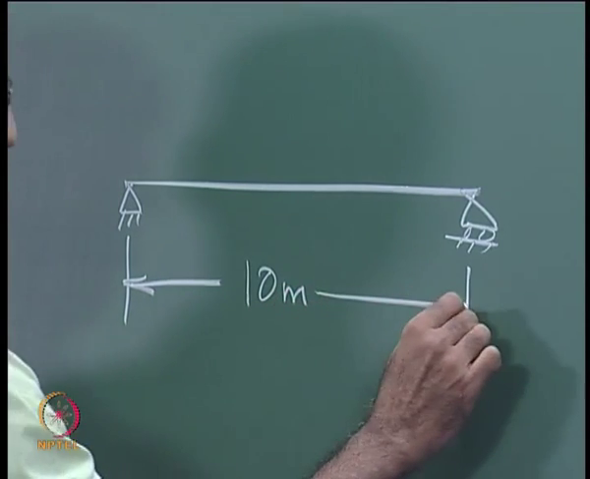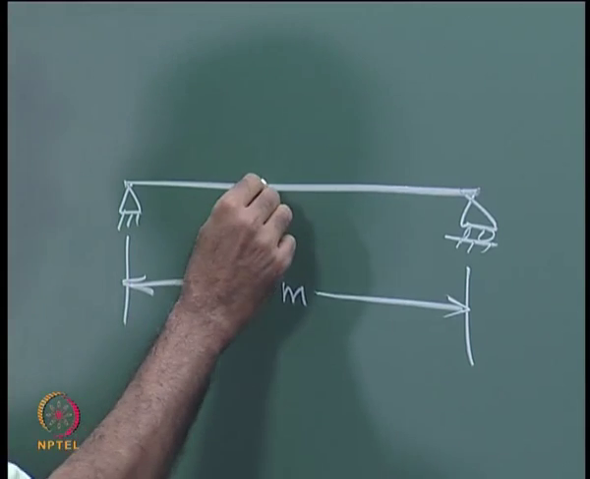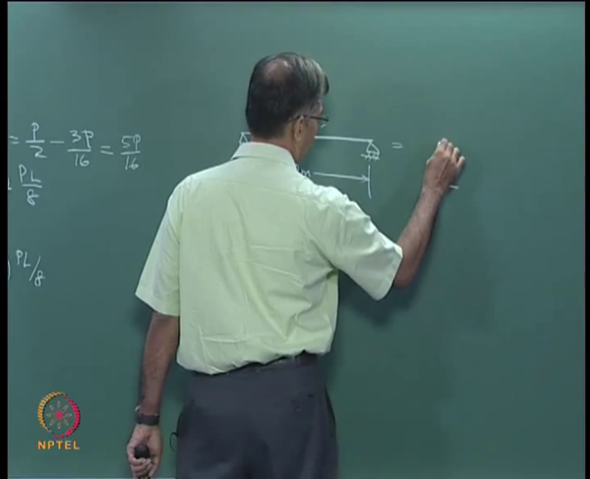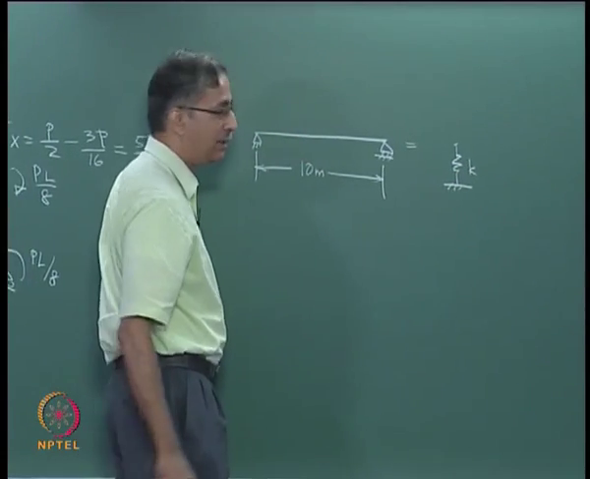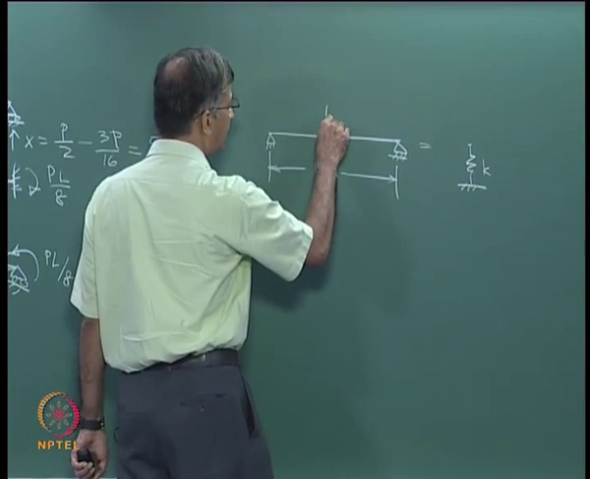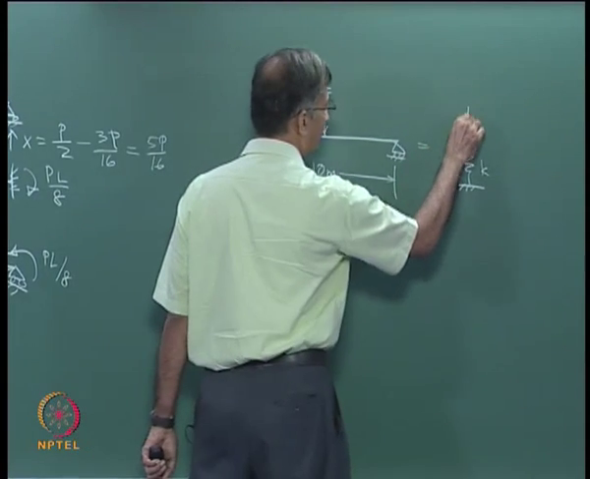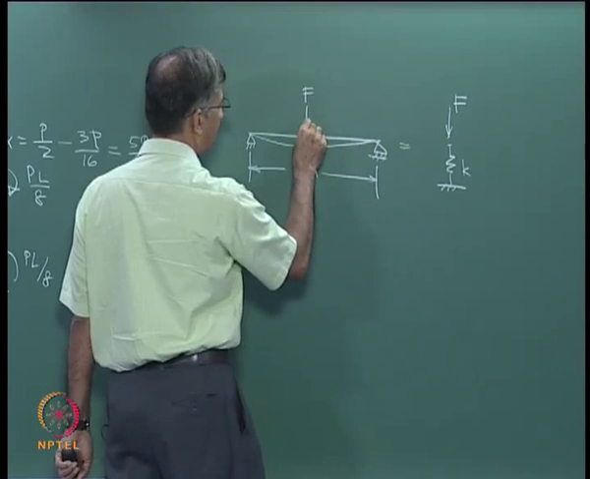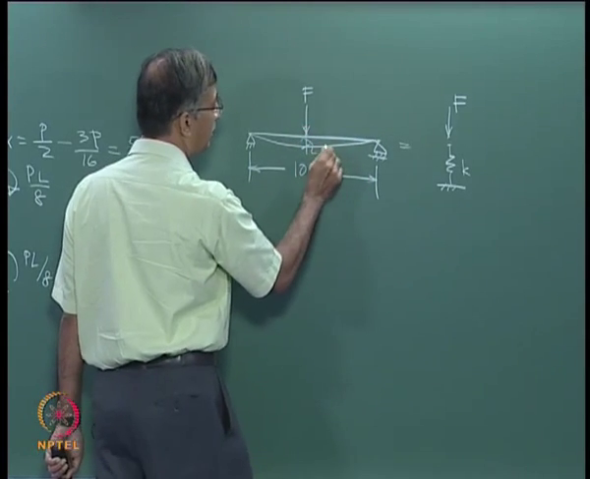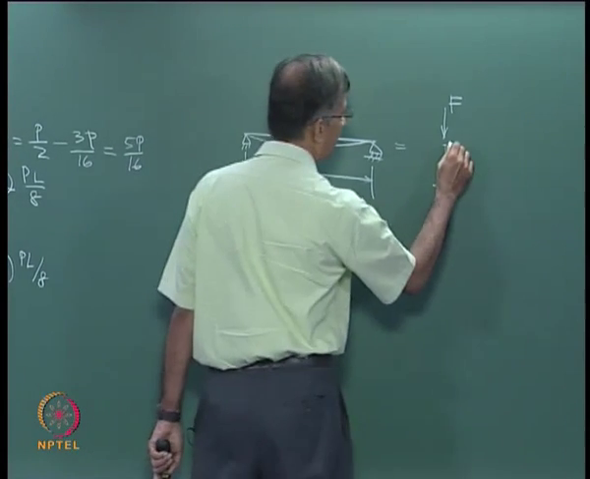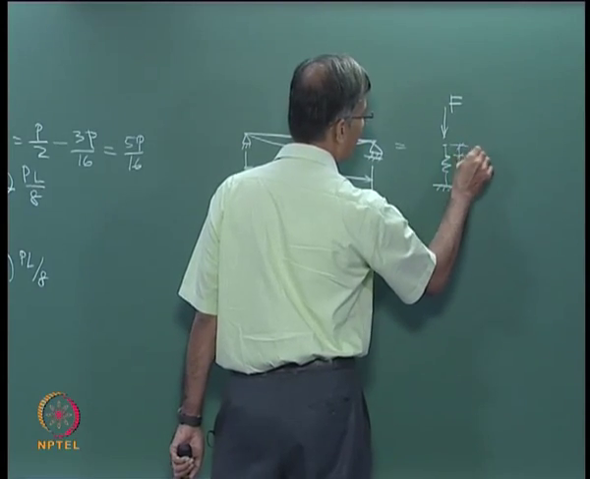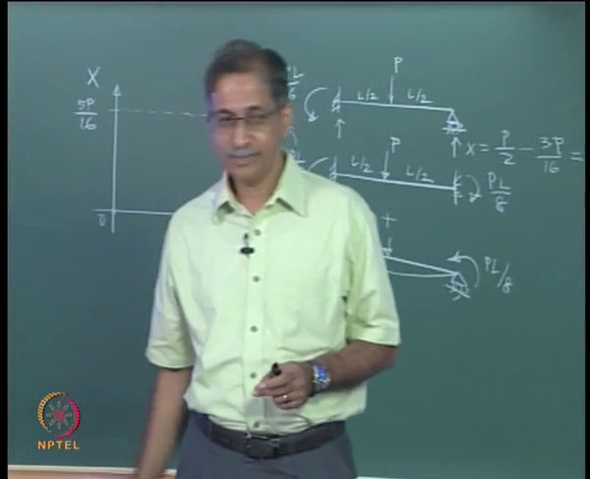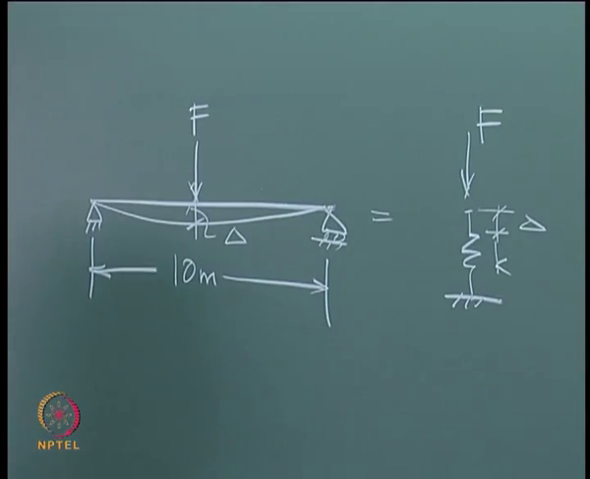10 meters. So, if I want to replace this with one spring K, I apply say some force F, this is going to deflect, let us say this is delta, let us say this comes down by the same delta. That's how I replace that entire beam with a spring. Right? You see the power in this method.